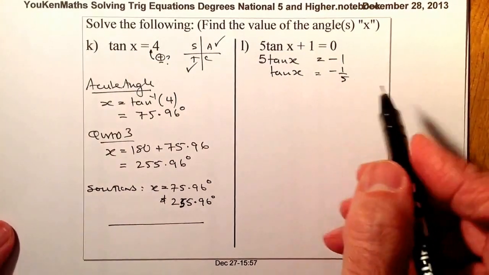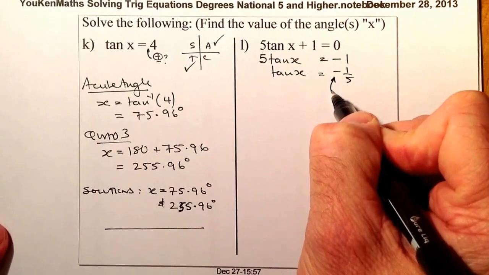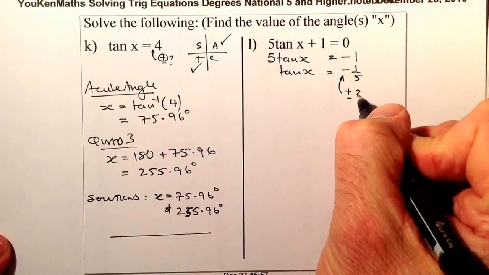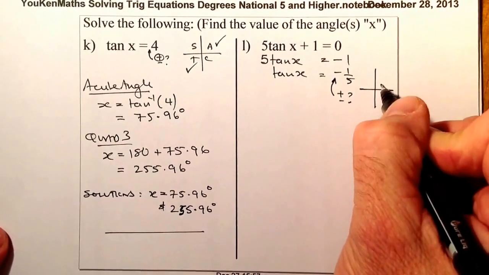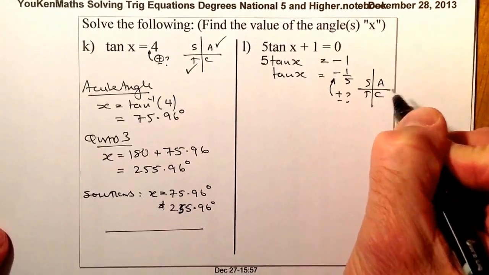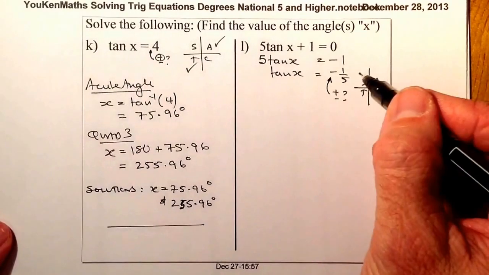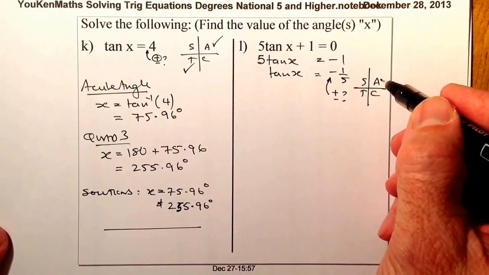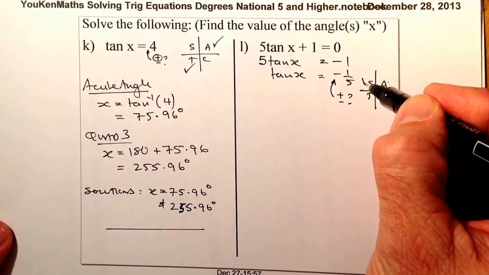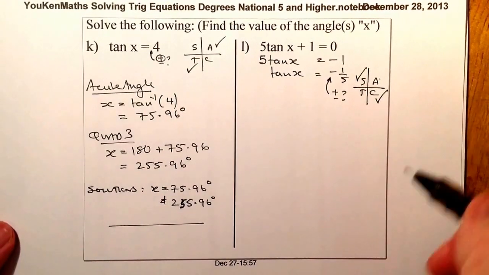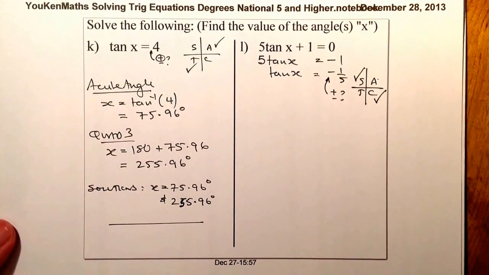Right, from there I'll be looking at this and asking myself, is that positive or is it negative? I'll then be thinking about the CAST table, and I'll be ticking where tan is going to be negative. So I know tan's positive there and there, so it must be negative in the other 2 quadrants. So there's my 2 solutions, in quadrant 2 and in quadrant 4.